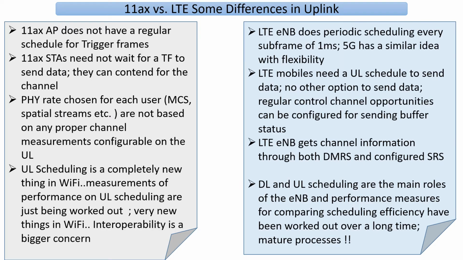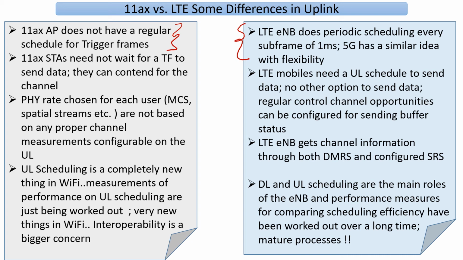So 11AX versus LTE. Remember, I didn't take 5G because of the lots of flexibility in 5G, but it has very similar ideas for typically best effort, broadband data kind of a framework. So in 11AX there is no regular schedule for trigger frames, whereas in LTE, as we mentioned, in the downlink, uplink also gets regular schedules.